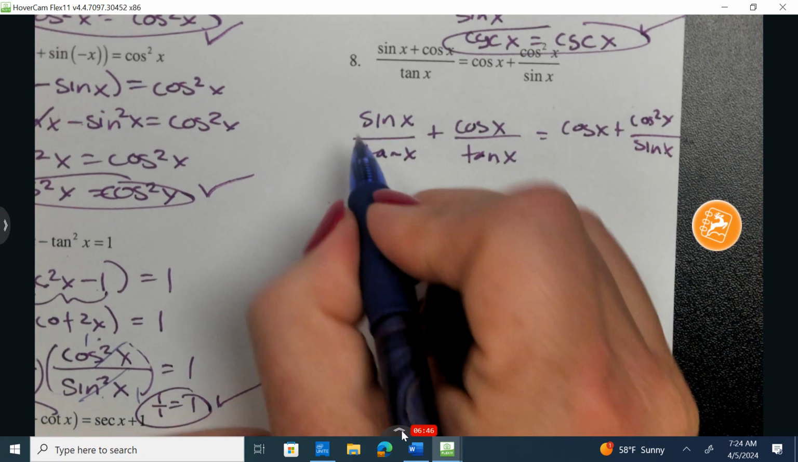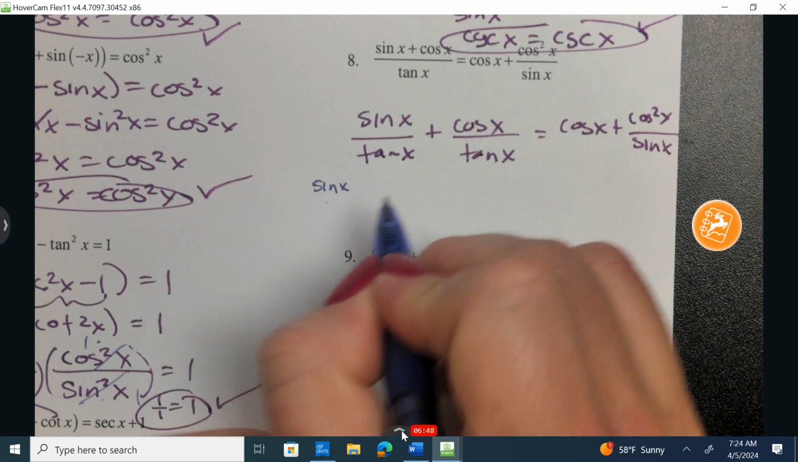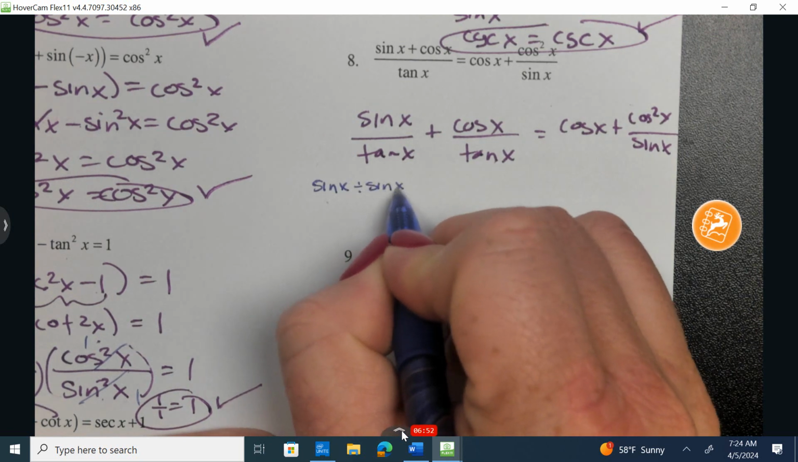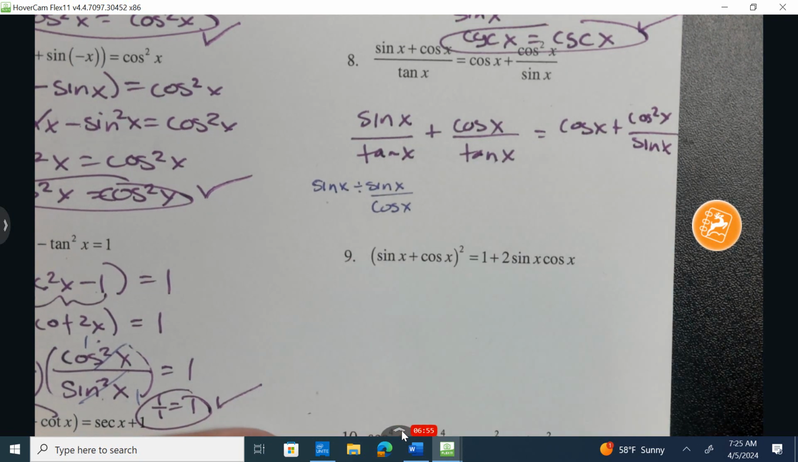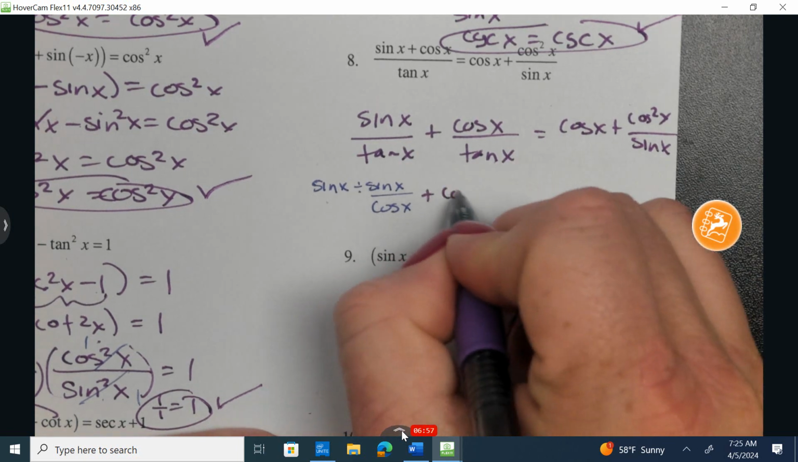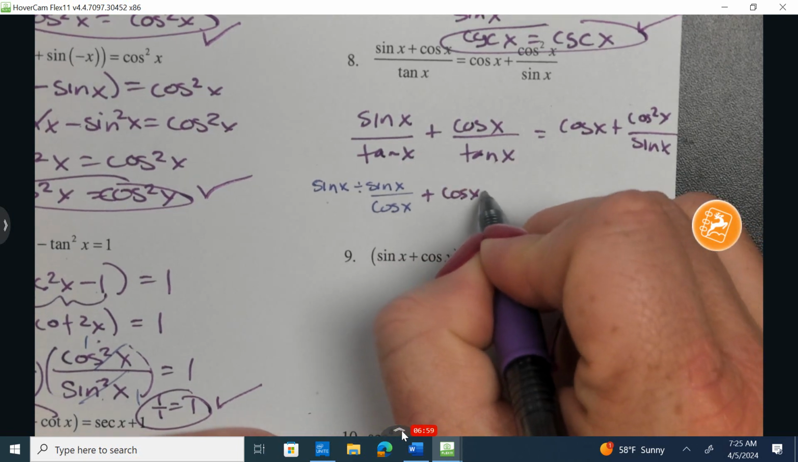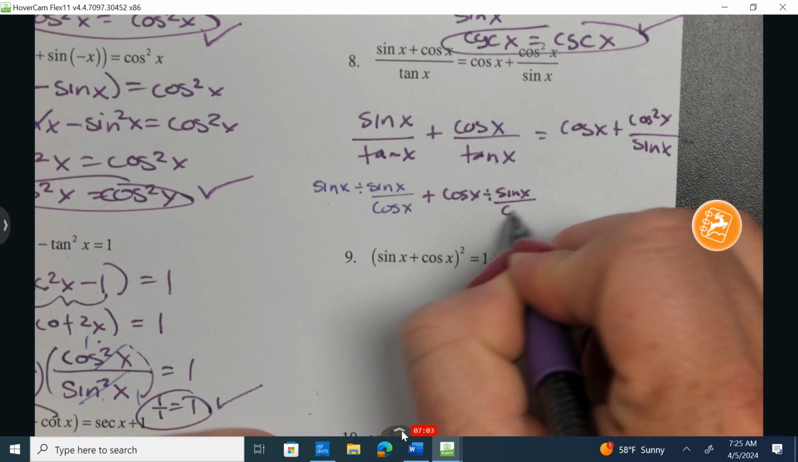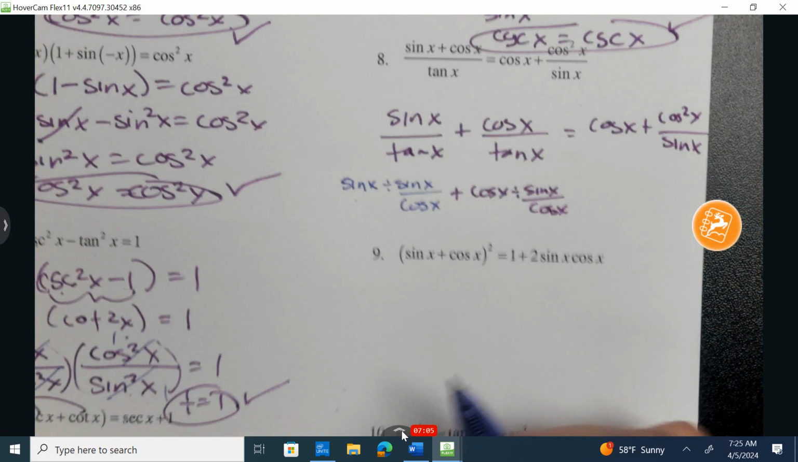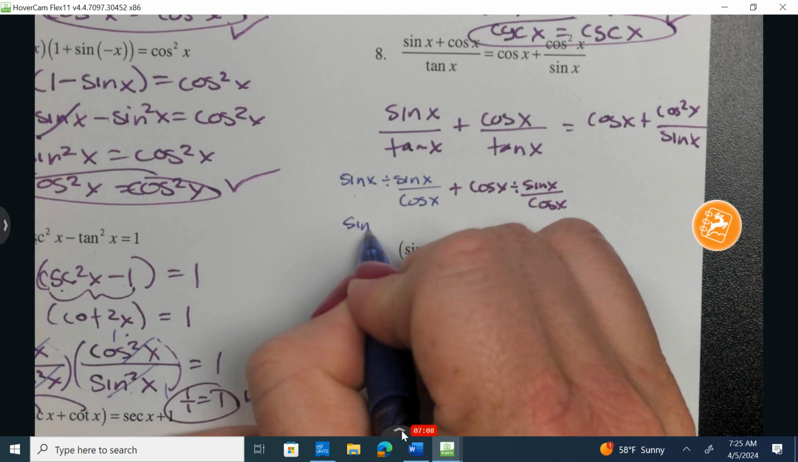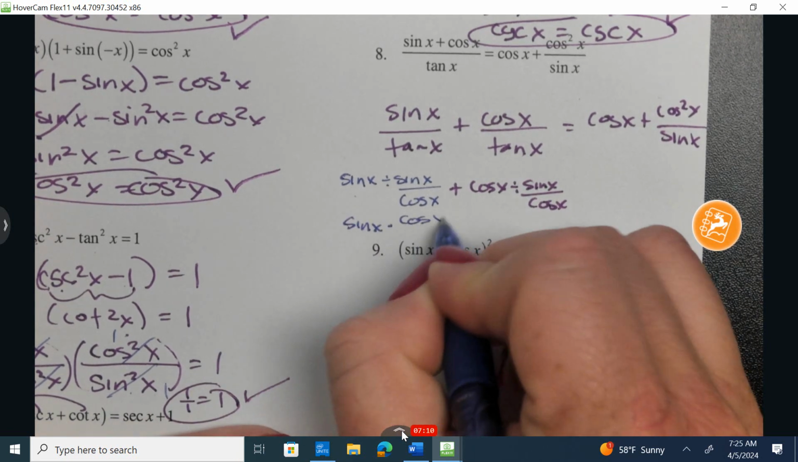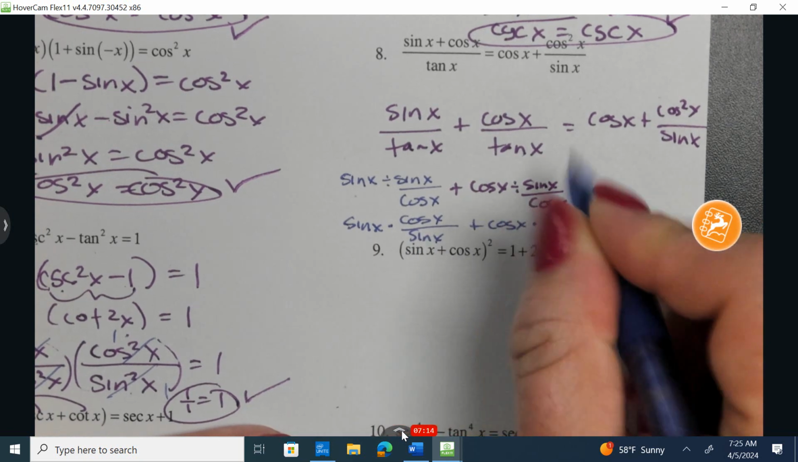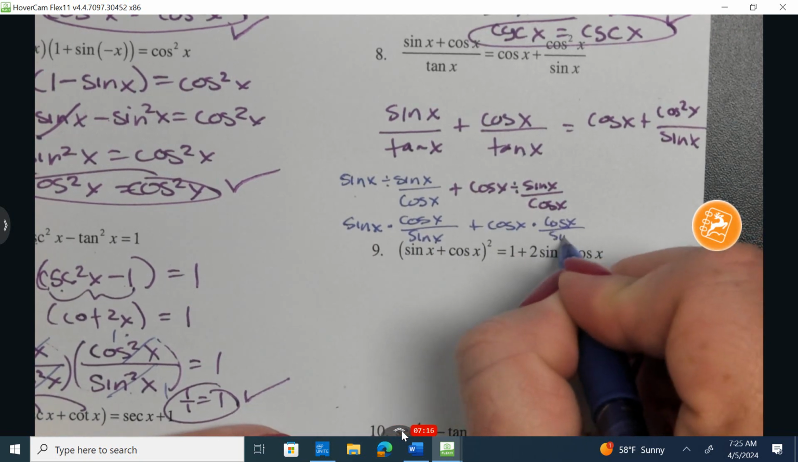Okay, now I know this is the sine of x divided by tangent. Well, what is tangent? Tangent is sine over cosine. And this is the cosine of x divided by the tangent. And tangent, again, is sine of x over cosine of x. But when we divide, we turn division into multiplying. So cosine of x over sine of x plus cosine of x times cosine of x over sine of x.